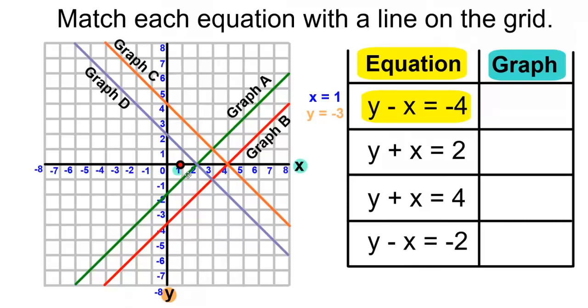So we'll plot that on the graph. Y is equal to negative 1, negative 2, and negative 3. Use your ruler. When X is 1, Y is negative 3. And that point will lead to graph B. So the first equation will be graph B.